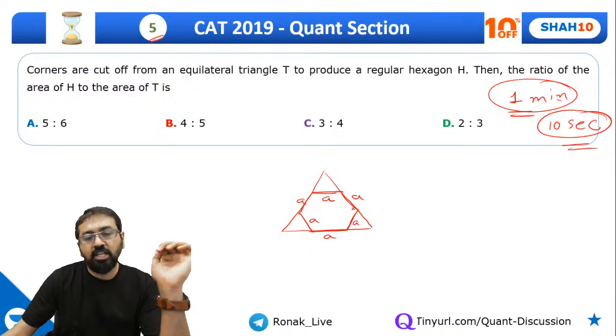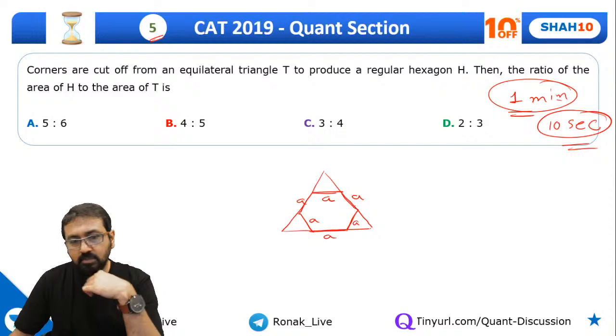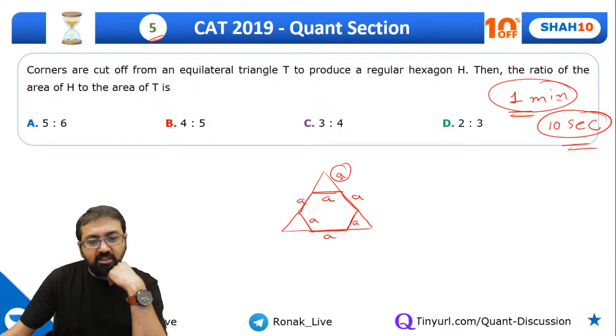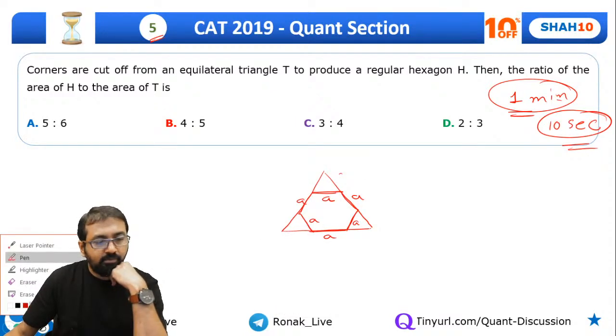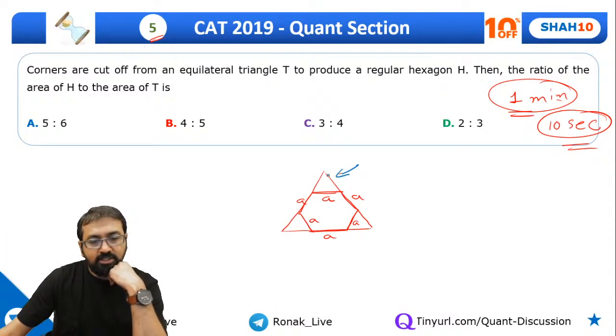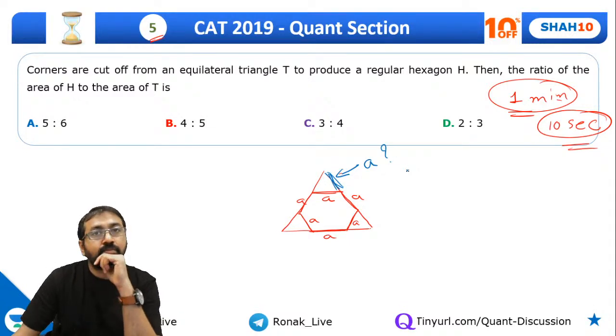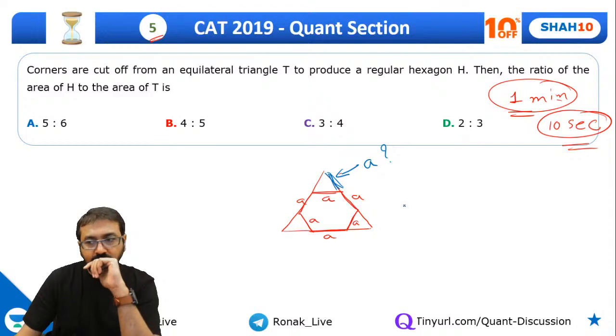And the earlier one is also an equilateral triangle. So can I say this will also be A? Will it be A? Can you prove that this will also be A? So will this part be A? Yes or no? Because if you can prove this thing, then the question will become really simple.